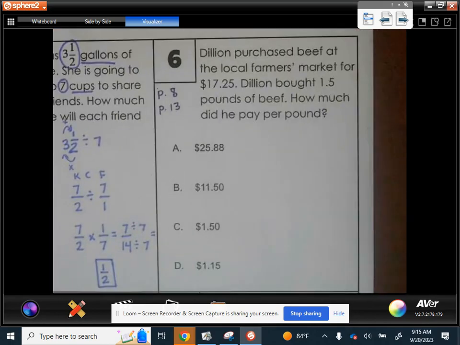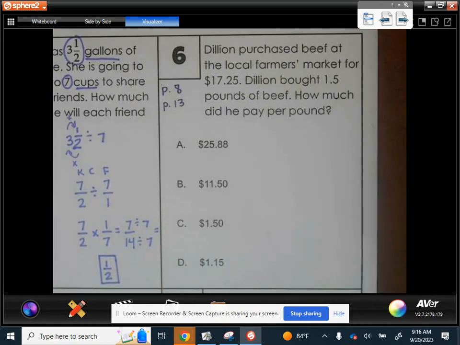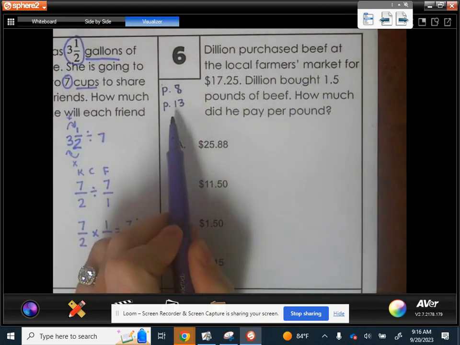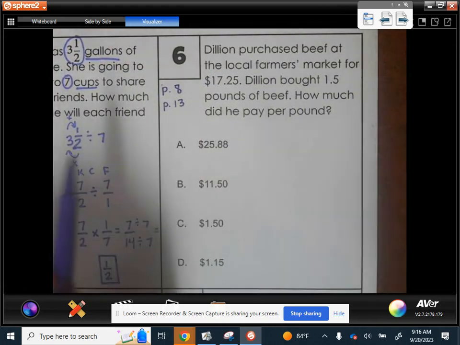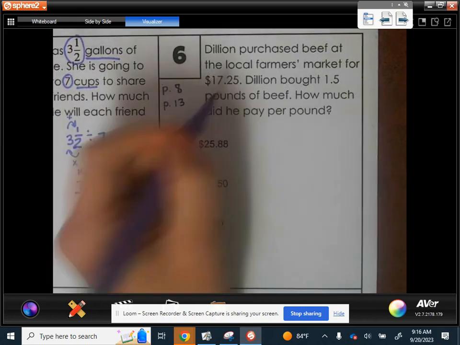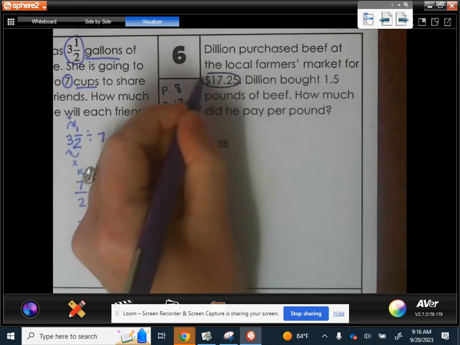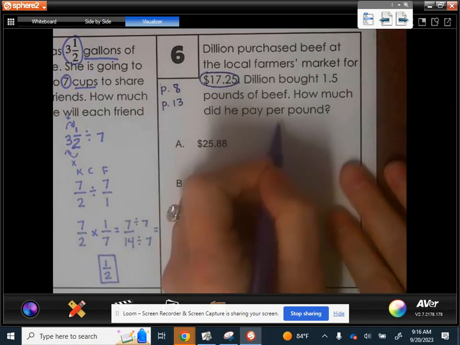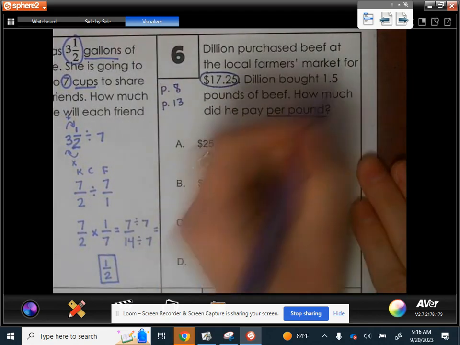Okay, question number 6. Dylan purchased beef at the local farmer's market for $17.25. Dylan bought 1.5 pounds of beef. How much did he pay per pound? So again, on page 13, it can help you figure out if you're supposed to be multiplying or dividing. And in this case, they've given us the total amount that he paid. That's what he paid for all of what he bought. It wants to just know how much per pound.